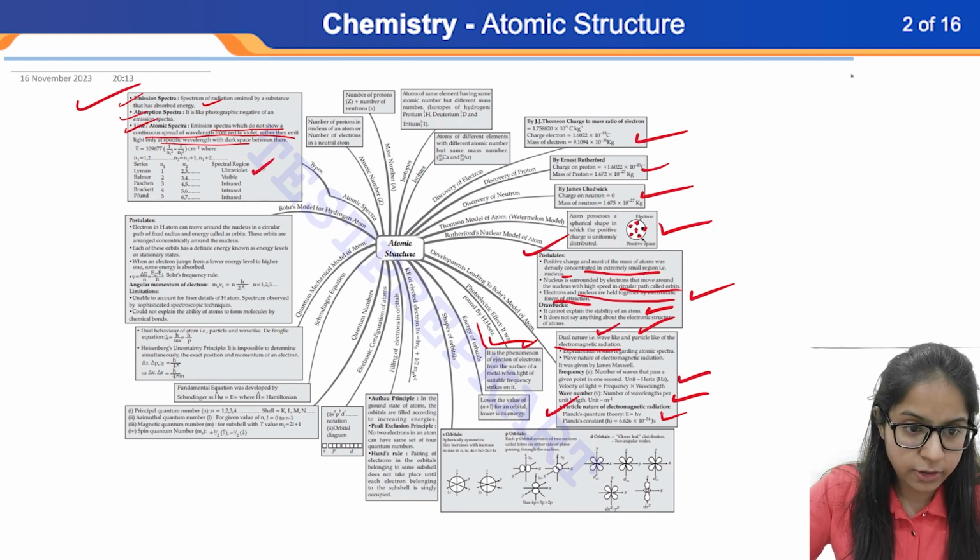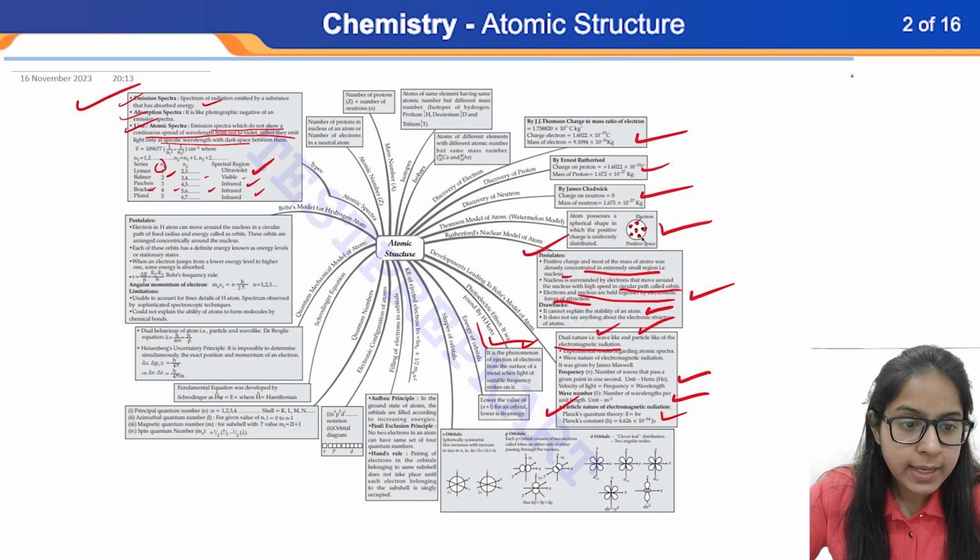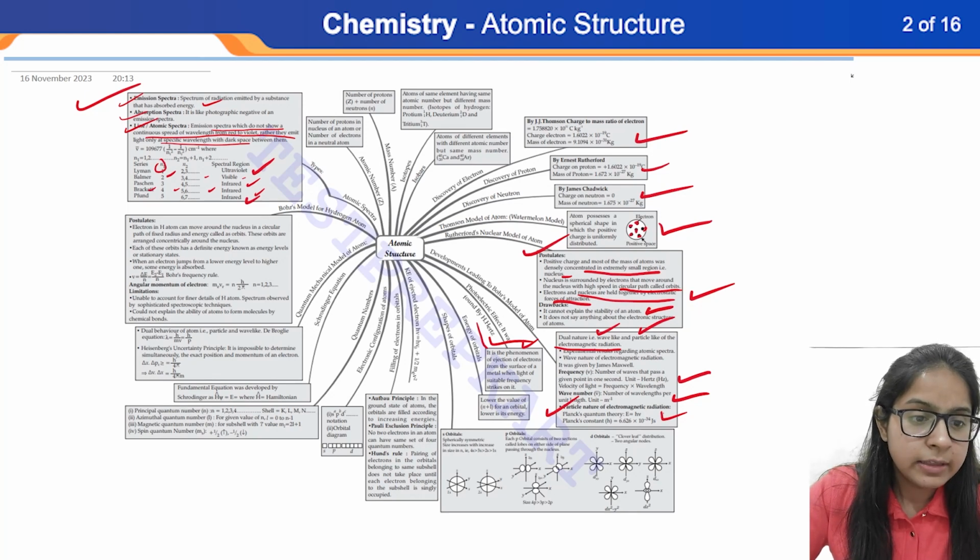The spectral region is the ultraviolet region. For Balmer, n2 can be 3, 4, 5, 6, the visible region. For Paschen, n1 is 3 and n2 can be 4, 5, 6, 7, the infrared region. For Brackett, n1 is 4 and n2 is 5, 6, 7, infrared. Pfund lies in the infrared region. There is another one, Humphrey, where n1 is 6 and n2 is 7, 8, 9, 10, and this lies in the far infrared region.